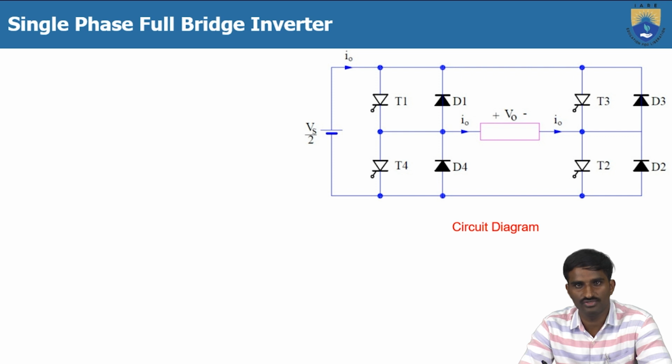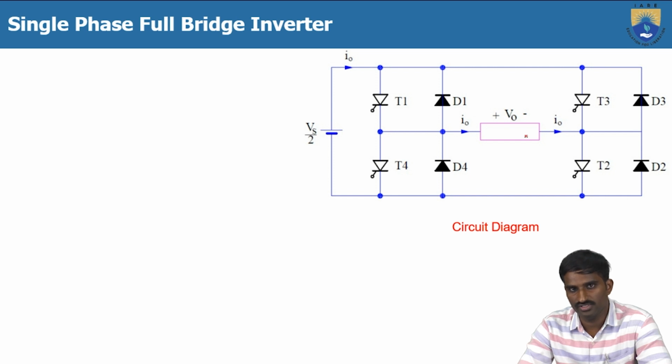The single phase full bridge inverter. You can see the circuit configuration of the full bridge inverter and the rectifier. We can just compare. The full bridge rectifier also has 4 thyristors, and the full bridge inverter also has 4 thyristors. But in addition to that, here we also have 4 diodes which are connected anti-parallel to each thyristor.